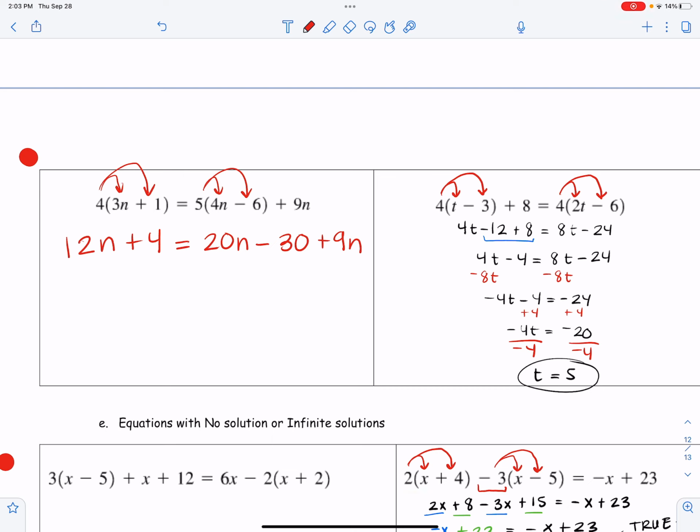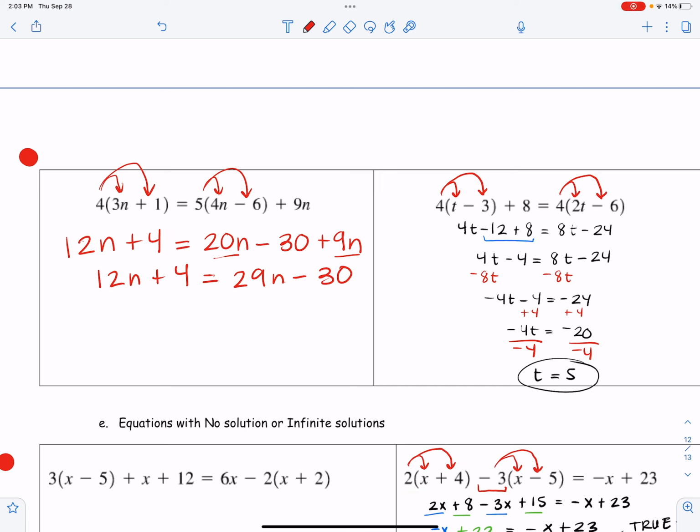All right. After distribute comes fractions. We don't have to worry about anything there. Then we combine like terms. So anything you can simplify on either side, go ahead and do that. Like here, there's a 20n and a 9n. So go ahead and combine those to get it as simple as you can on either side.